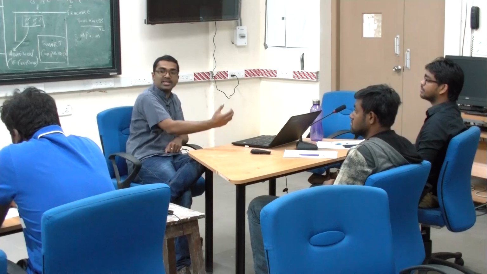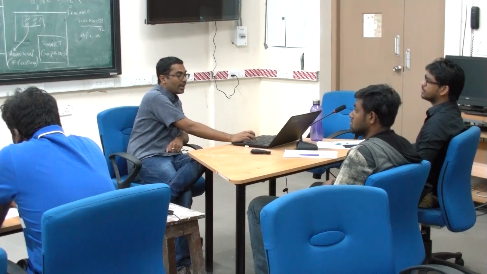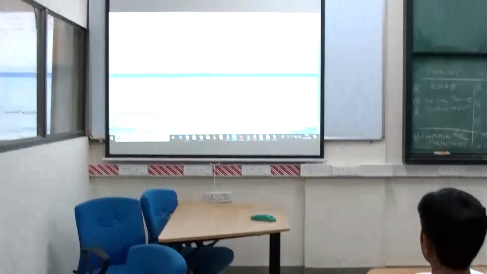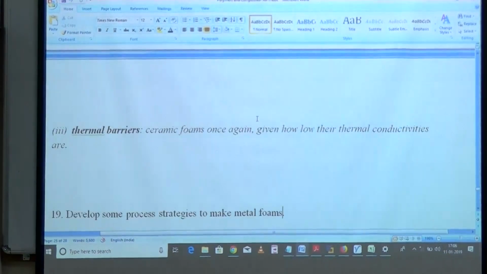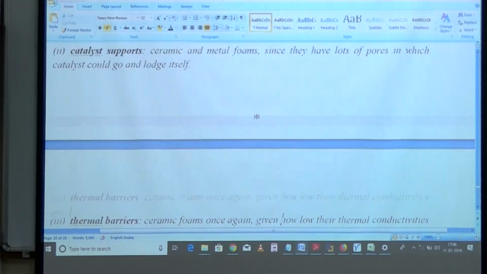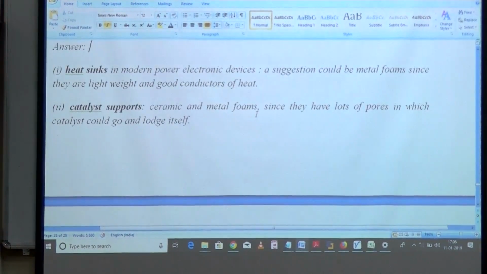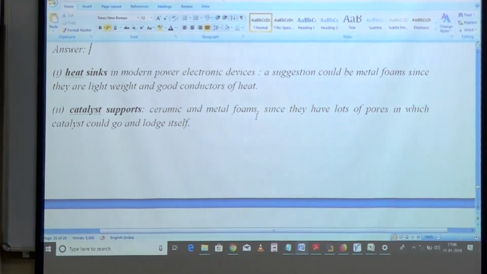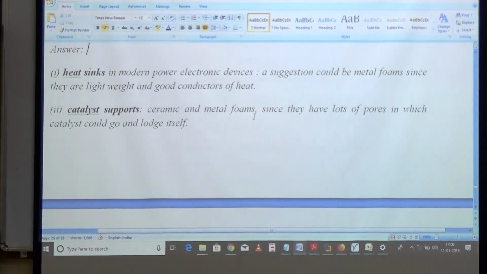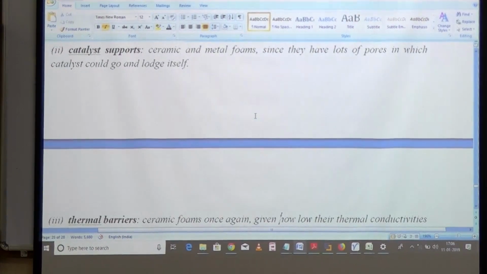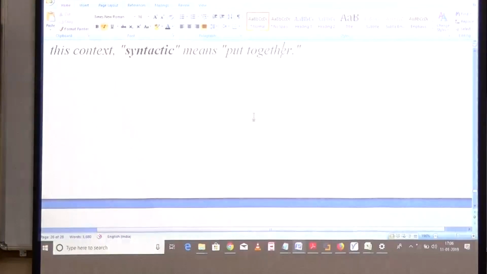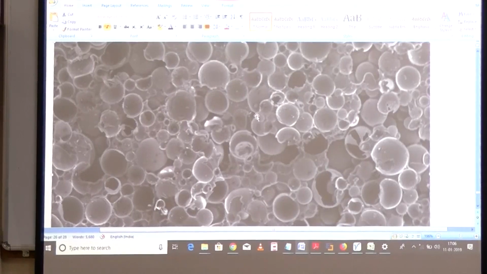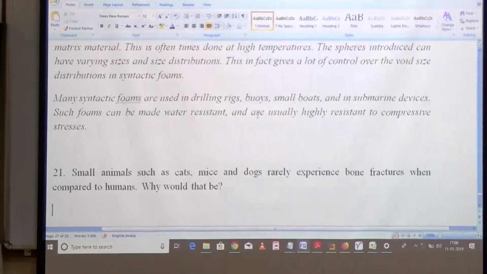You take molten glass, for instance, blow air into it, you would actually get glass foams. We looked at examples such as heat sinks, catalyst supports, and thermal barriers. We saw that thermal barriers, ceramic foams do a good job. Catalyst supports could be ceramic or metal based on the application at hand. Heat sinks, on the other hand, would be typically metallic forms, because metals would be very good conductors. And syntactic foam is something that you have seen in the past. This is a picture of that, right?